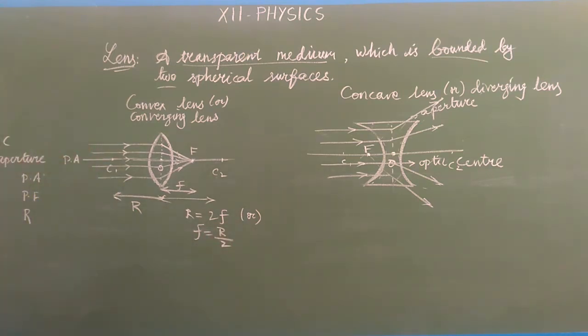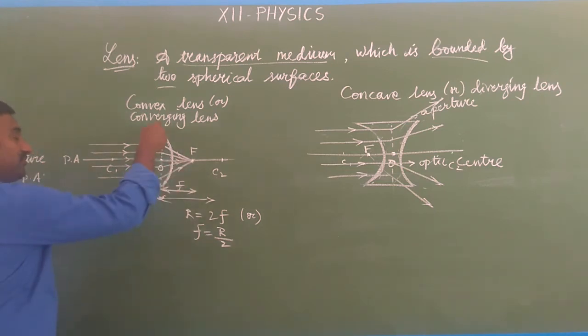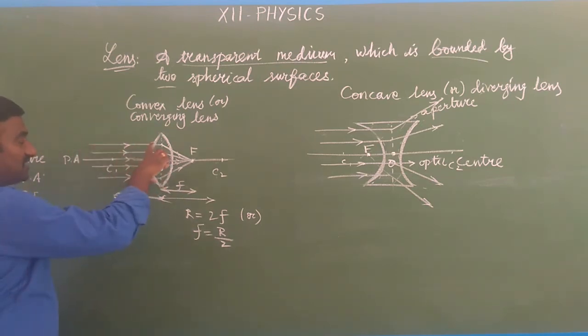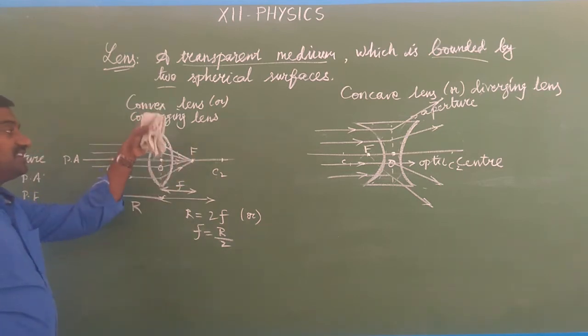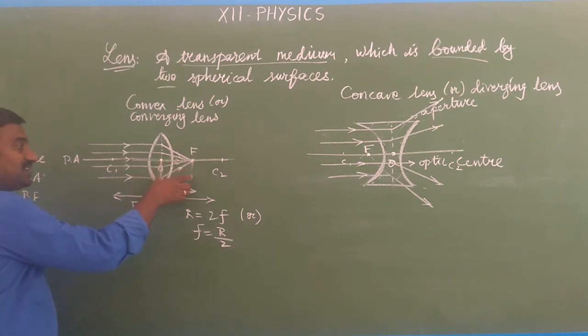So we have seen the various terms related to the spherical lens. First, a spherical lens is bounded by two spherical surfaces, so it has two centers of curvature. The distance between the center of curvature and the optic center is called the radius of curvature. The effective diameter of the lens is called the aperture, and the center of this aperture is called the optic center. Then the point on the principal axis where parallel rays converge is called the principal focus. Focal length is the distance between the optic center and the principal focus. So these are the terms related to the spherical lens.